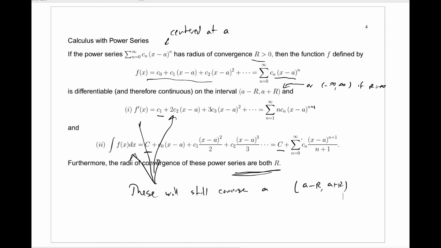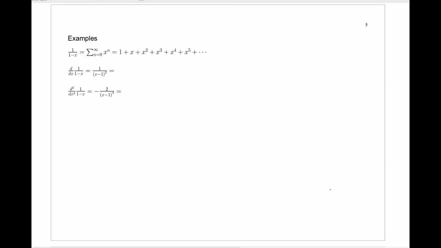In fact, things could be nicer. You might have a function f which only converges on the open interval. When you integrate it, you might end up with a function that converges at one or both of the endpoints. So we're going to have to be careful with what happens at the endpoints, but at least on that open interval, everything's guaranteed to be nice. Let's see some examples of this.